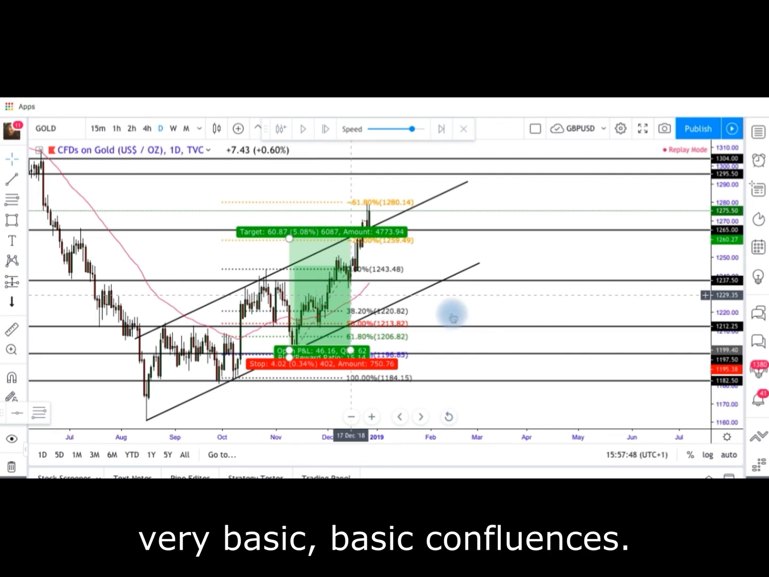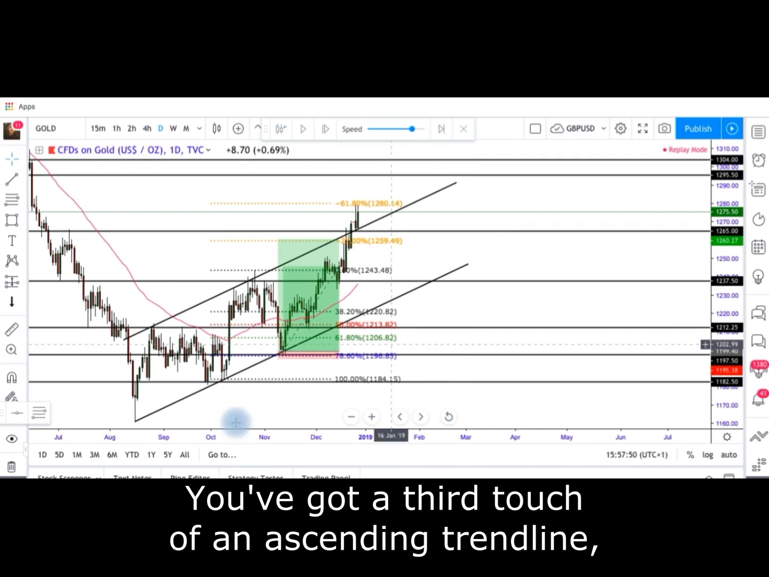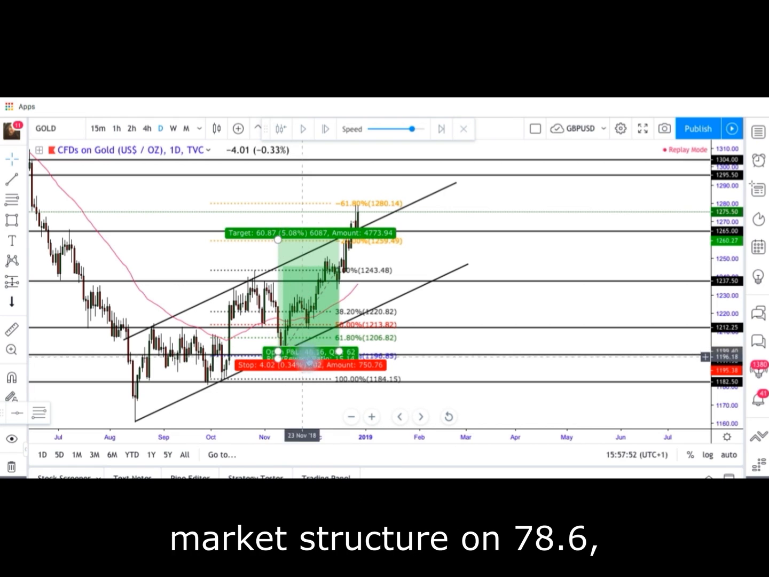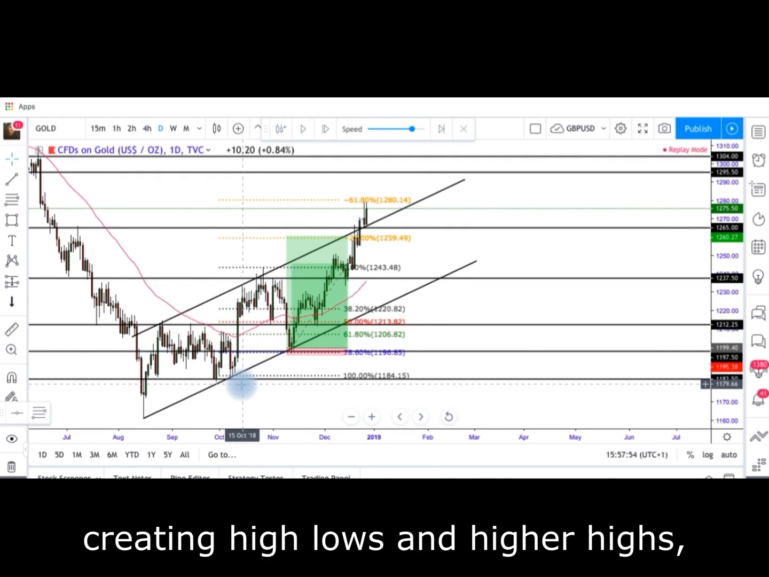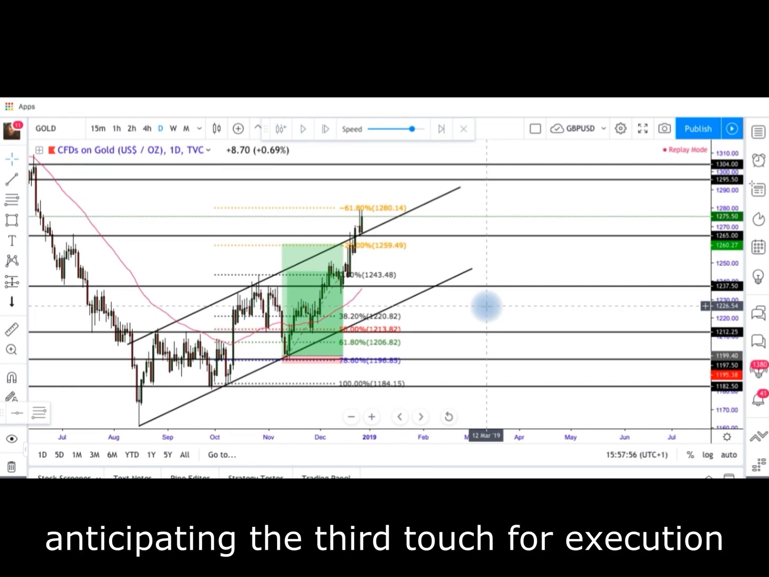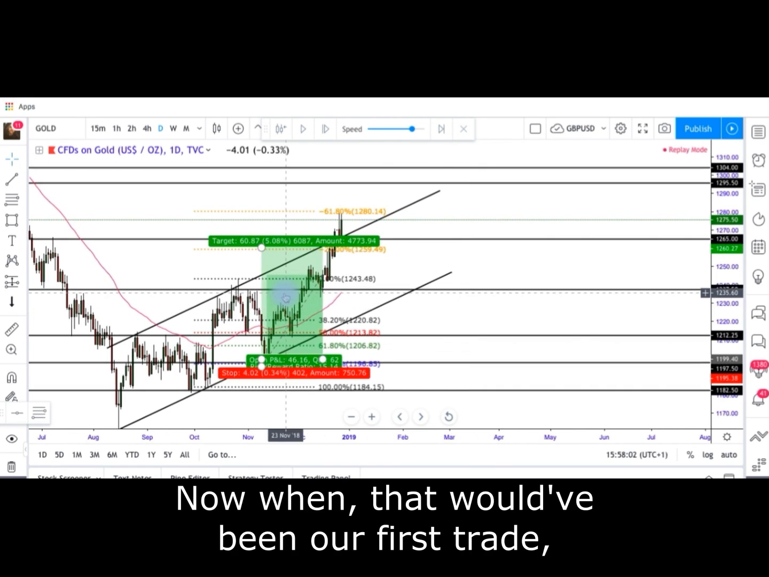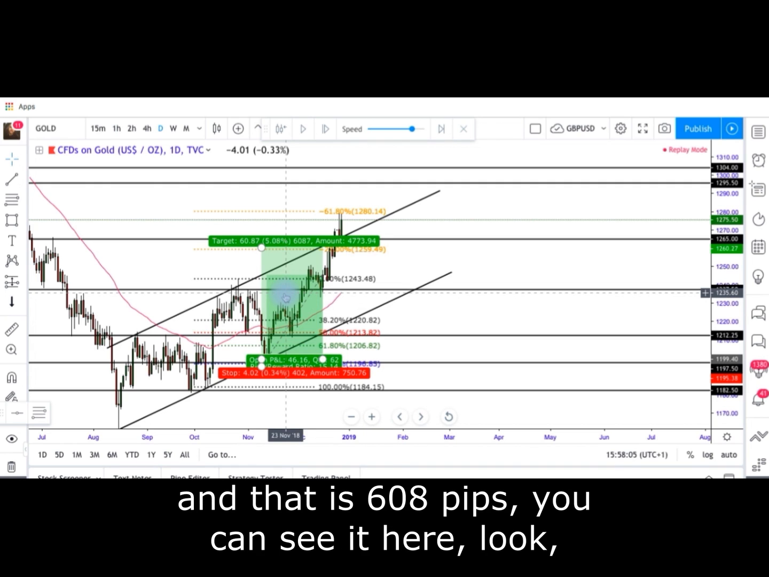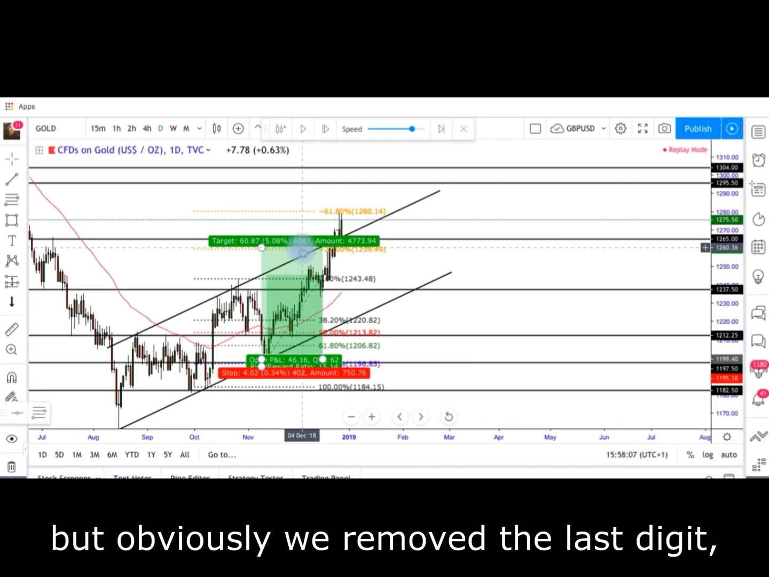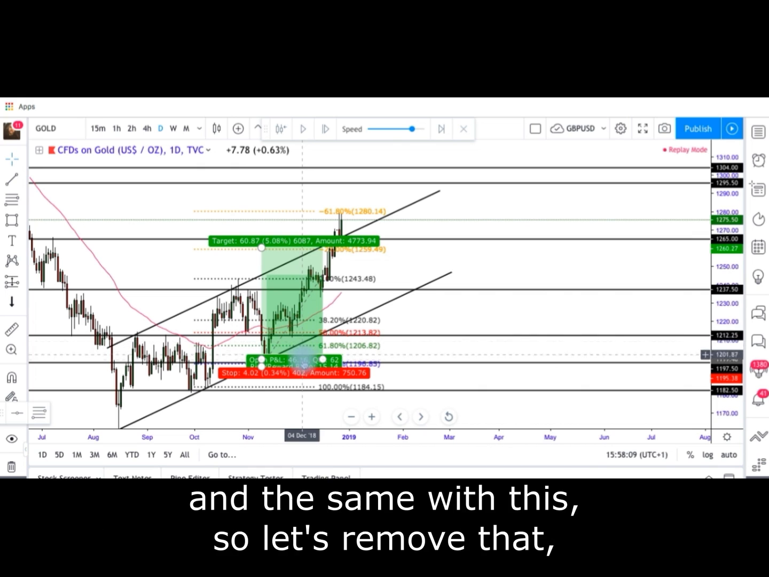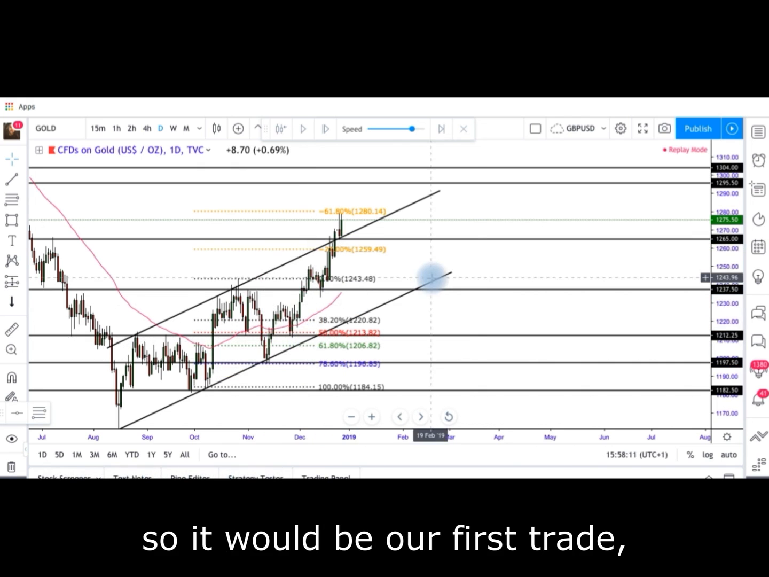Very basic confluences. We've got a third touch of an ascending trend line, market structure on 78.6, creating higher lows and higher highs, anticipating the third touch for execution, because we know it's an 80% probability. Now, that would be our first trade, and that is 608 pips. You can see it here, look, but obviously we removed the last digit. And same with this, so let's remove that. So that would be our first trade.